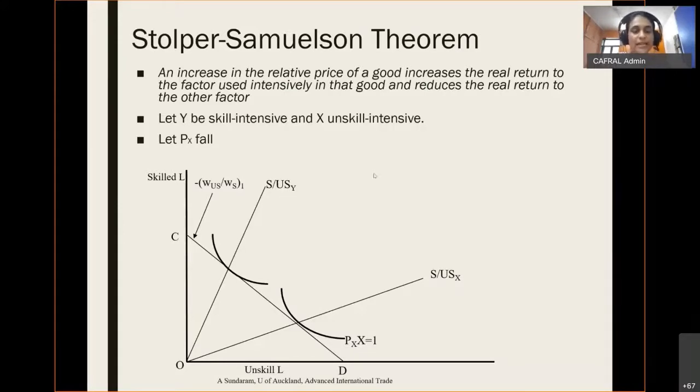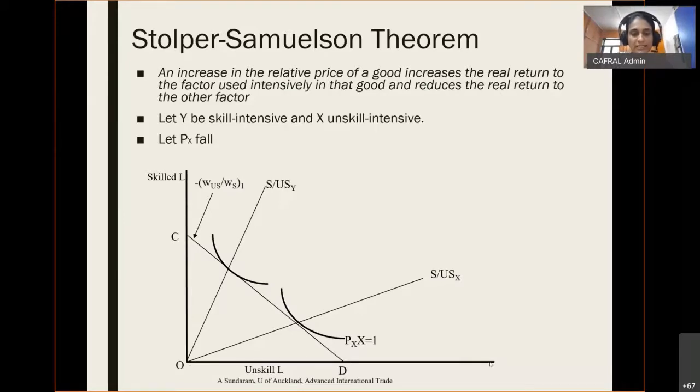And so let us take our two sectors, footwear and machinery. Machinery is going to be Y, and suppose that it is a skill-intensive sector, meaning it uses a lot of skilled labor. X is unskilled labor intensive, which is something like footwear. Okay, so I'm going to draw this Lerner diagram.